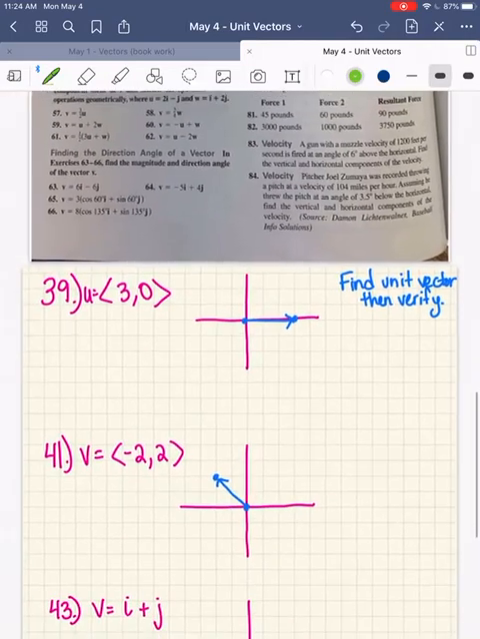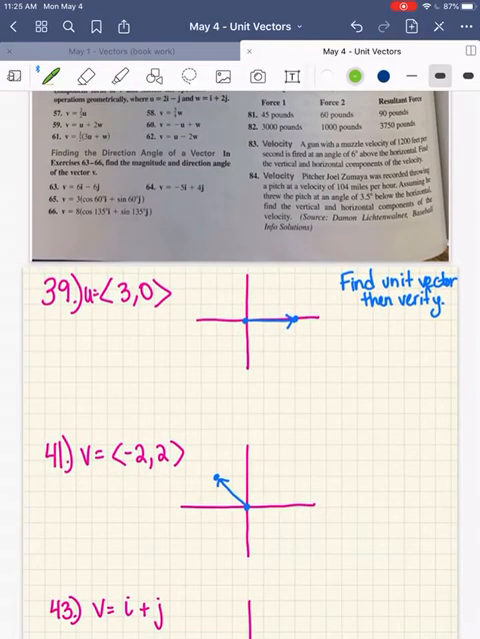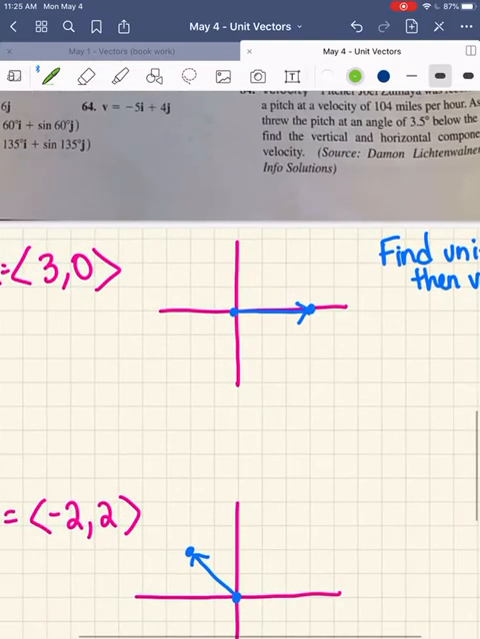Okay. So I went ahead and wrote the simplified directions. It says find the unit vector and then verify. I went ahead and drew it, but I hope that it looks familiar to y'all, that 3, 0 means we're going to go to the right 3 units and up none. So this one is actually probably the easiest one because we're not having to draw a right triangle at all. We know what the magnitude is. How long is this vector right here? Well, it's only 3 units, right?